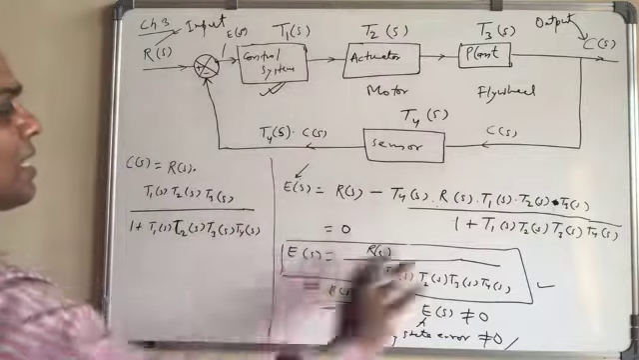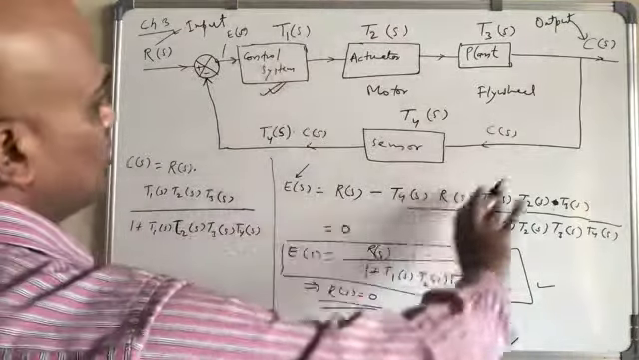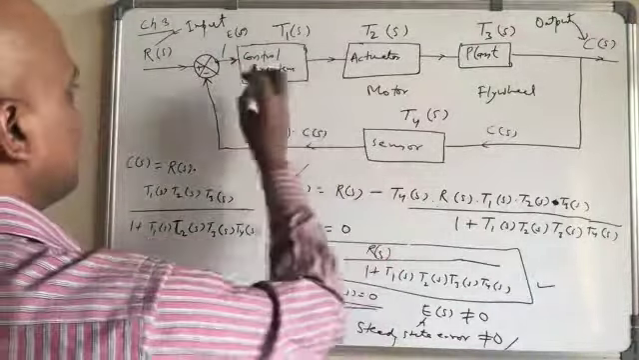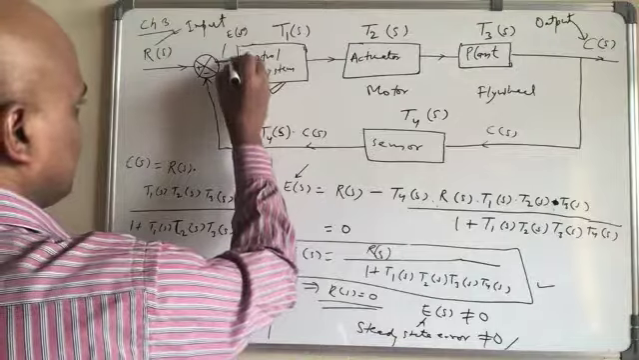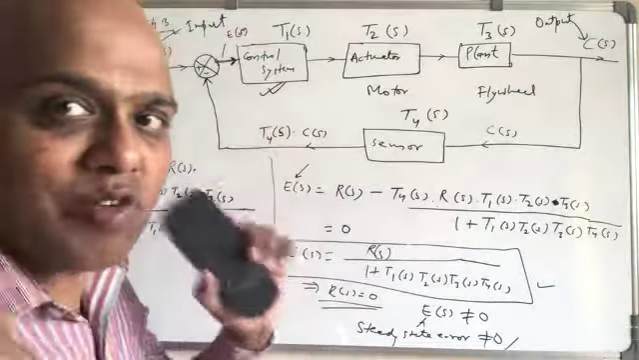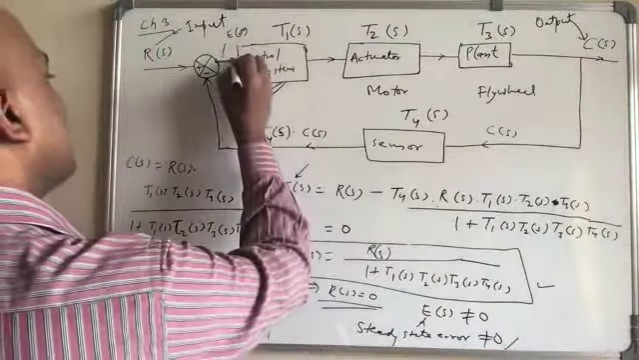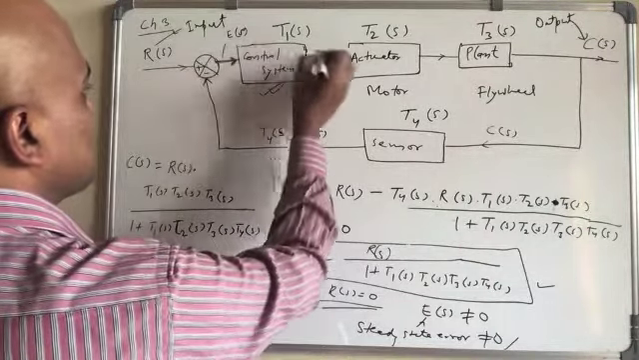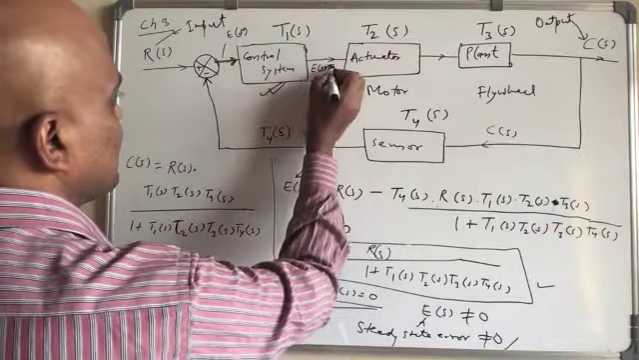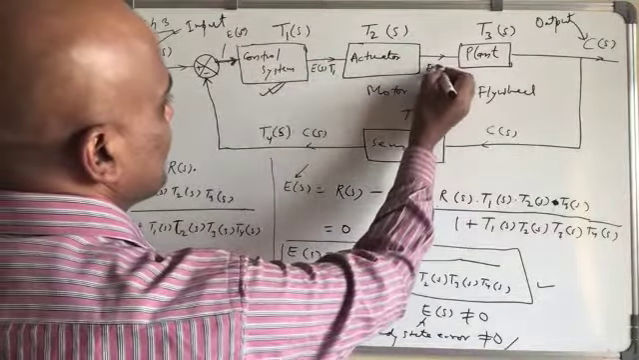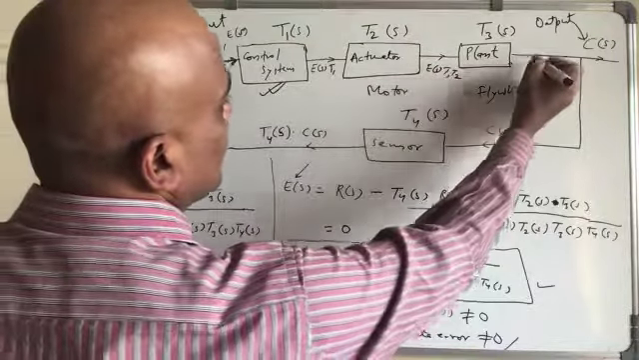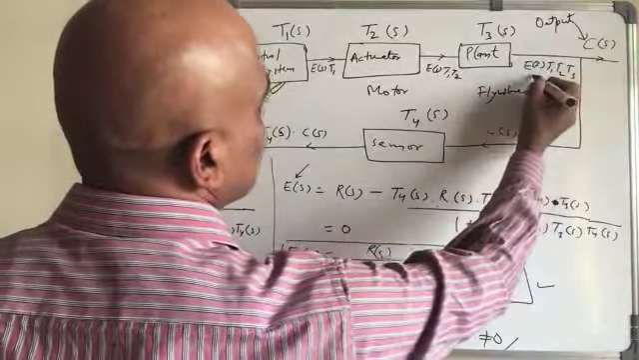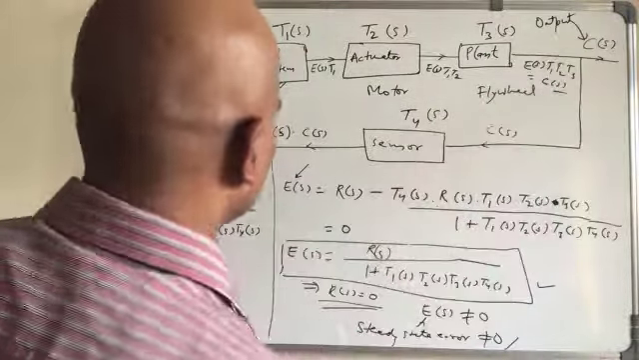Basically, just for understanding, once you have all the transfer functions, you can find out the value of the signal here. So what is the value here? If it is E(s), here it will be E(s) times T1. Here it will be E(s) times T1 T2. Here it will be E(s) times T1 T2 T3, right, which is equal to actually C(s).